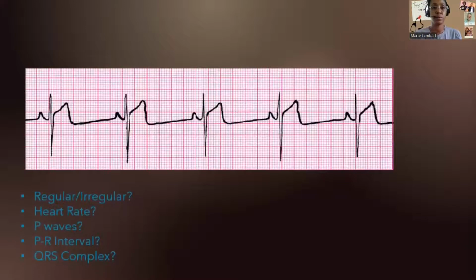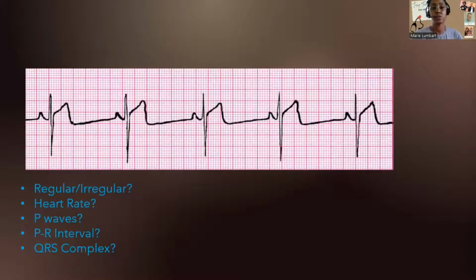Okay, so we're going to put up our steps. So let's determine, is it regular? According to this rhythm, it looks like it's regular. The R to R distance is approximately the same. So remember, you have about a 3-box difference to say that it's regular. Let's look at our P waves. There's one P wave in front of each QRS, and the P waves are near identical.